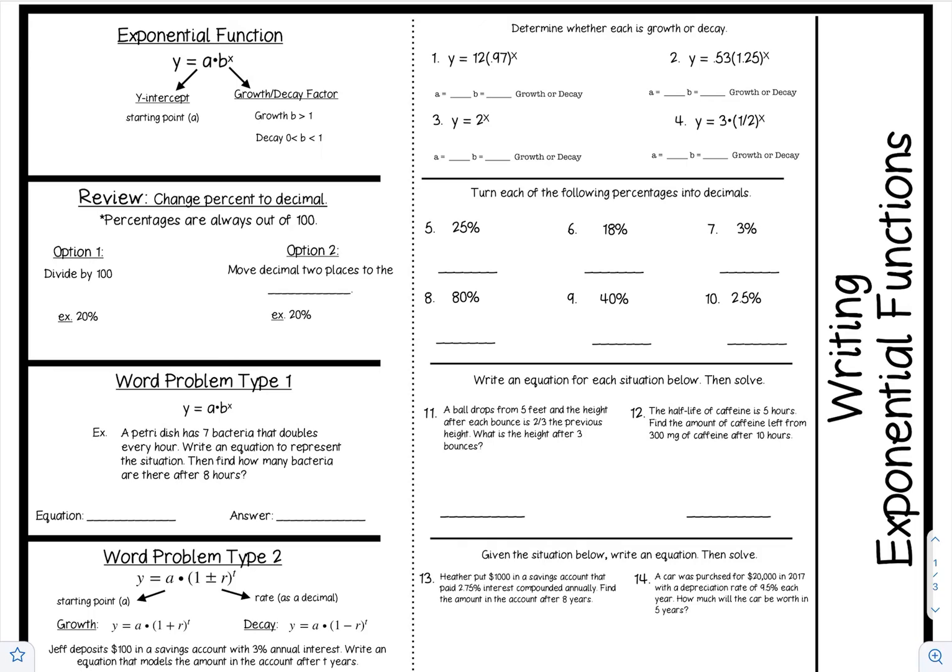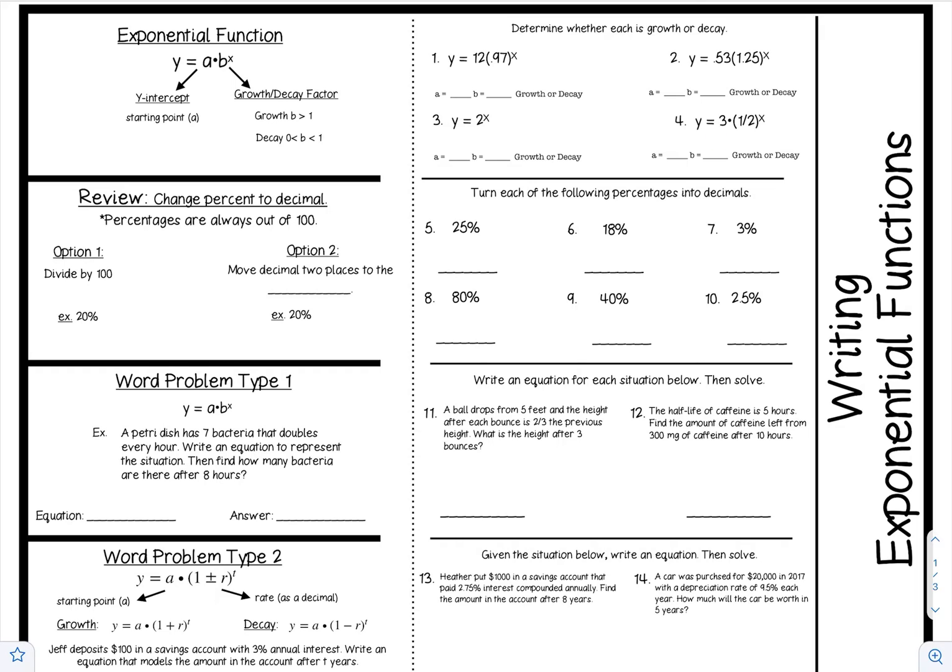All right. And we're going to talk about two specific types of word problems. But first, let's review this whole concept of exponential functions. Generally we see exponential functions written in the form y equals a times b to the x, where a is our starting point or y-intercept, and b is our growth or decay factor. If b is greater than 1, then we say it's growth, and if it's in between 0 and 1, we say it's decay. So we have some practice here.